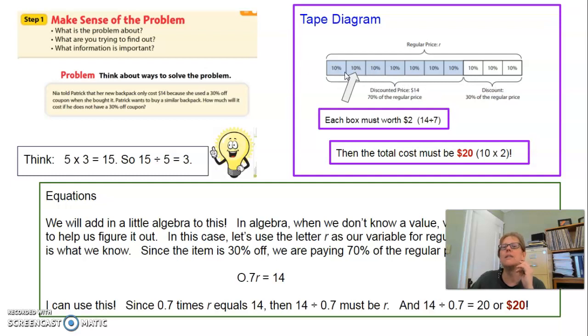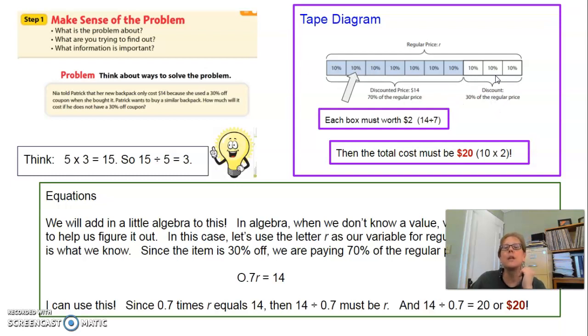All right, so I figured this. I counted the boxes here. There's 7. Oh, that makes sense, right? Because you're splitting it up. So 14 divided by 7 is $2. So each of these boxes is worth $2. Well, then each of these must also be $2. So I thought about that. Well, that's $6 right here. So the discount must have been $6.